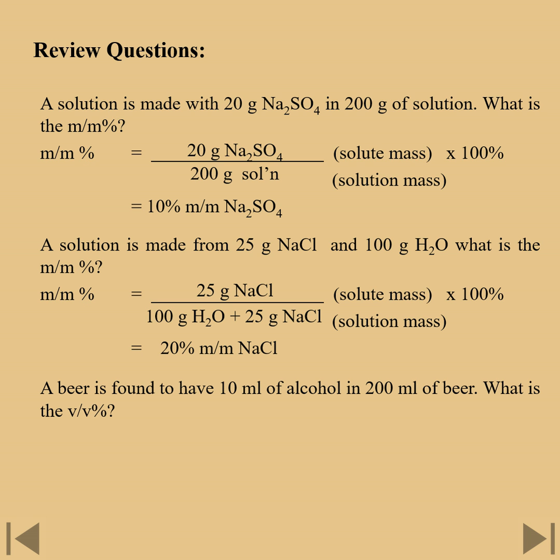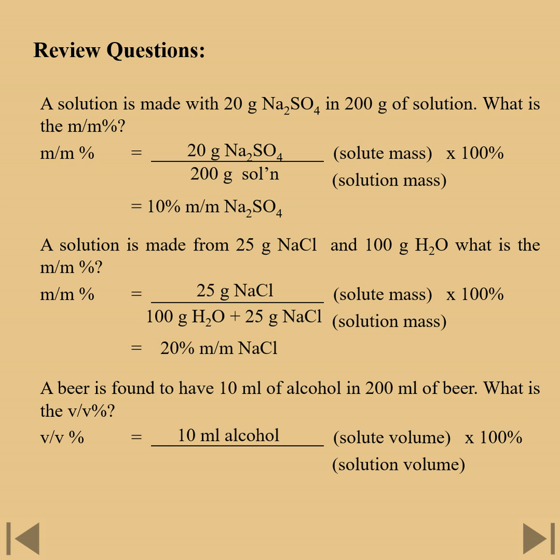A beer is found to have 10 milliliters of alcohol and 200 milliliters of beer. What is the V/V percent? Again, any percent, subject over total, times 100%. The difference is now we're measuring those in volume. So we're looking for the volume of the solute. That would be the 10 milliliters of alcohol to go on the top, and the total volume, which is the 200 milliliters of beer, going on the bottom. The beer does contain the alcohol, so that is the total, for a 5% V/V alcohol solution.